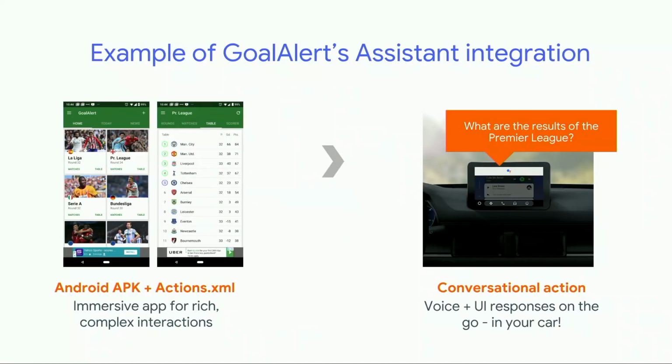So what GoalAlert has done is, they found that piece of their service, such as check the latest score, which makes most sense for the user in a completely different context, and they have created a simple conversational action which provides the response for what are the results of the Premier League, or what happened to the match yesterday, or what are the scores. So they created a rich conversational plus UI response, which can be used across all assistant devices.